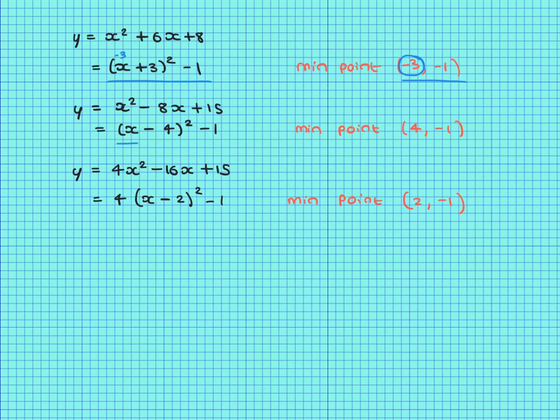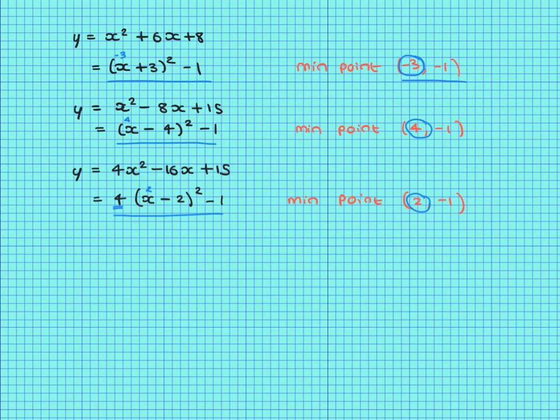The same in the second example, the x-coordinate of the minimum point is 4. 4 take away 4 gives us 0. And the same in the last example as well. Regardless of this 4 multiplying factor at the front, if x equals 2, we have 2 minus 2 in the bracket, which squares to give us another 0.